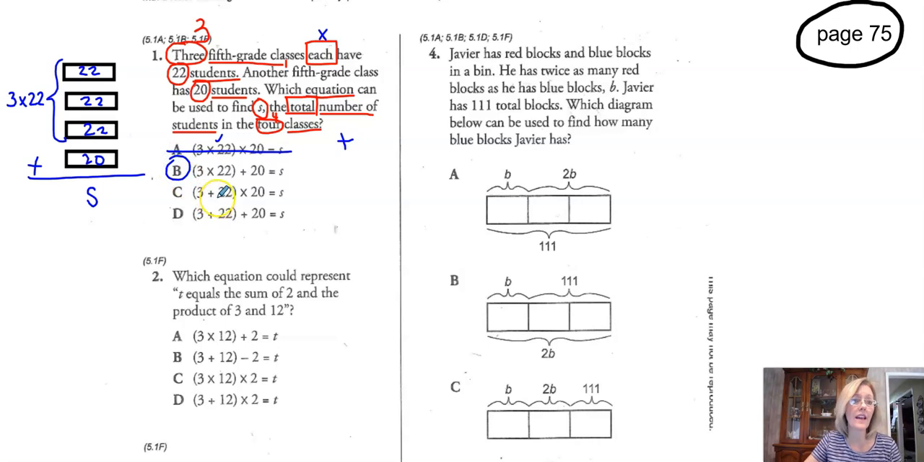But let's look at the others real quick. This is 3 plus 22. Well, nowhere on here does it say that we have 3 more than 22 or 22 more than 3. And then it doesn't say anything about each of them being 20 times each. So that's not going to help us.